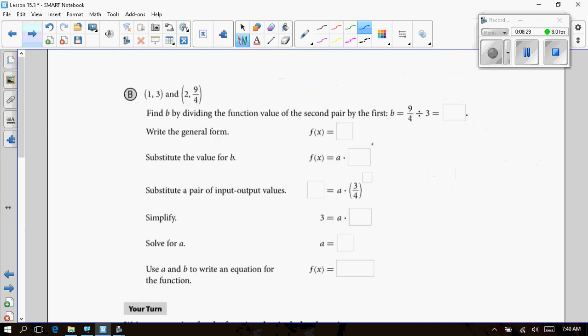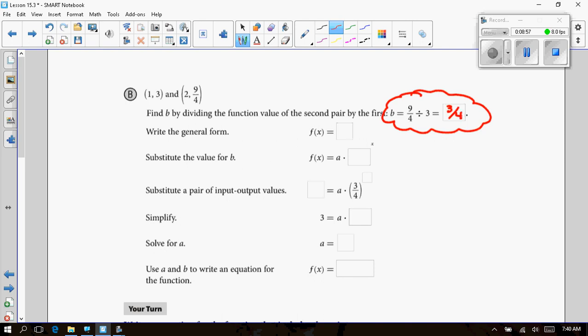All right, so let's try part B. So we have the point (1, 3) and the point (2, 9/4). So first thing we're going to do is find the B value. We're going to find what is our common ratio, right? So 9/4 divided by 3, right? 9/4 divided by 3 actually becomes 3/4.